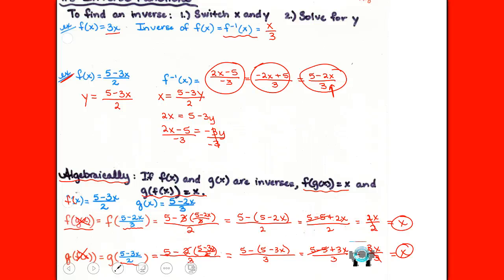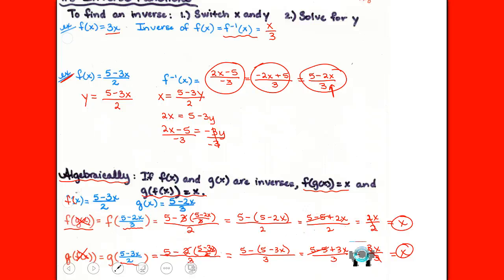So yeah, when we did f of g of x, we got x, and when we did g of f of x, we got x. So if they ask me to verify or prove that two functions are inverses of each other, then that's what I can do. And I do need to do it both ways. I need to do f of g of x and g of f of x. All right, now that's how we can verify our functions algebraically.